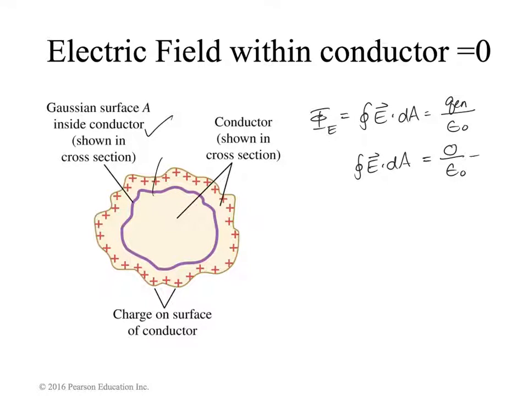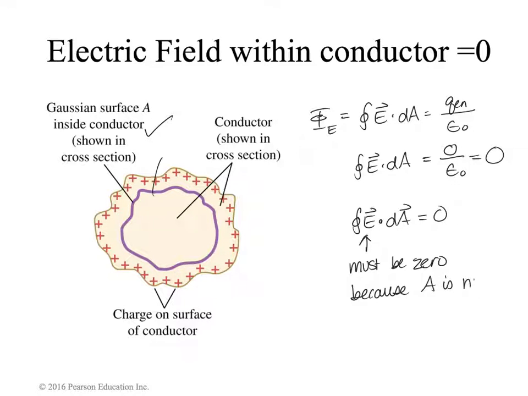And the only way that we can satisfy this equation then, the integral of E dot dA, is that the E must be 0, because the area is not equal to 0. So we conclude then that the electric field is 0 inside the conductor. It should make sense to you because when we're inside the conductor, there's no charge that is creating an electric field.